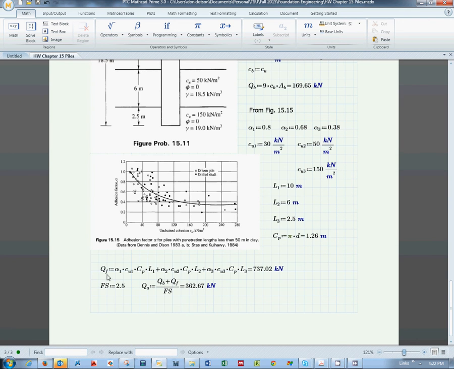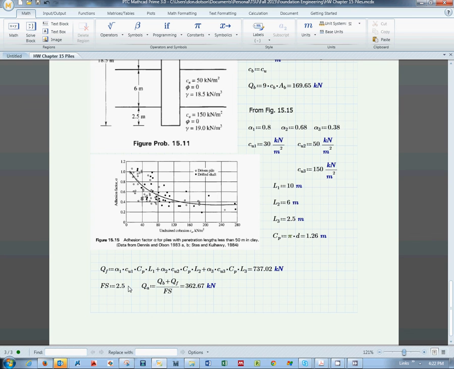So the total friction is equal to alpha 1 times Cu1 times the circumference of the pile times the length of that section, plus the same information for the second section, and then the same information for the third section. So that gets me to 737 kilonewtons.